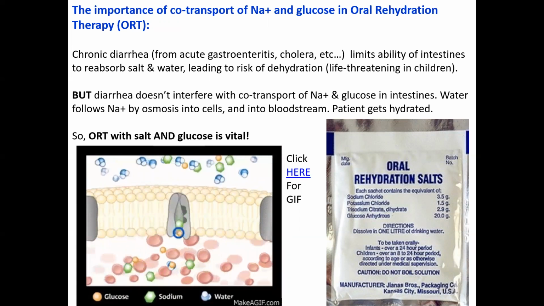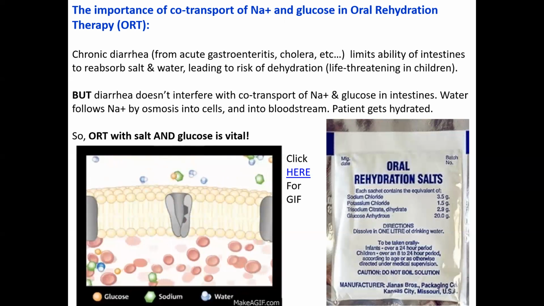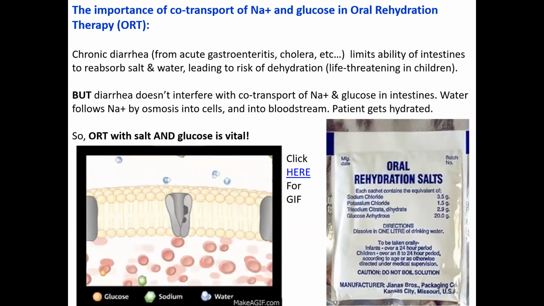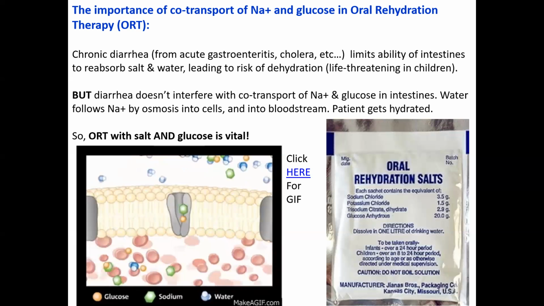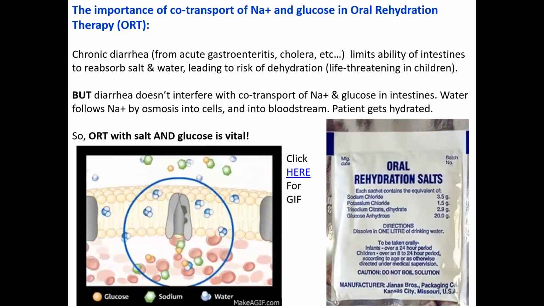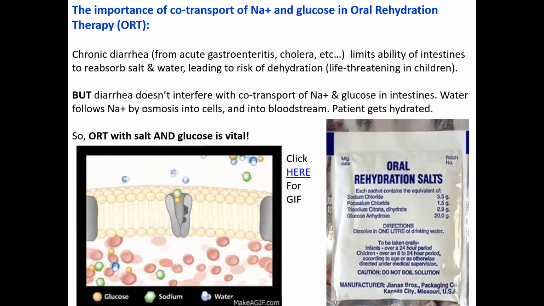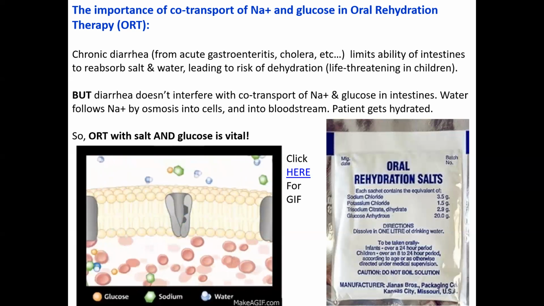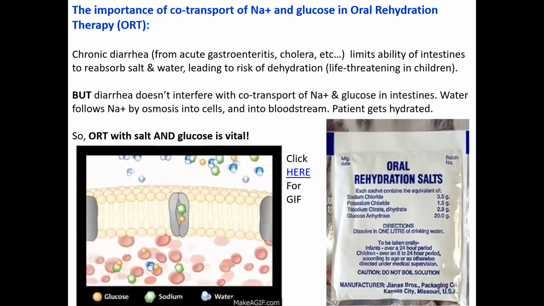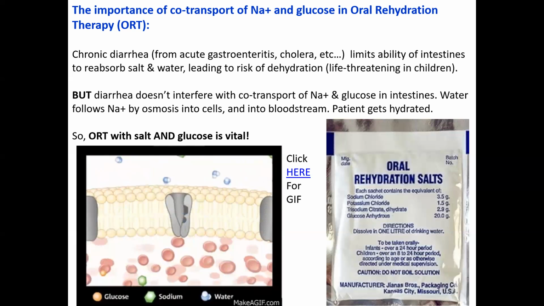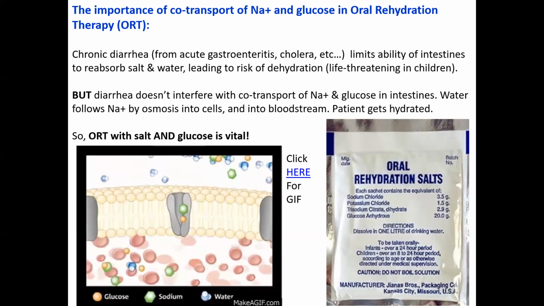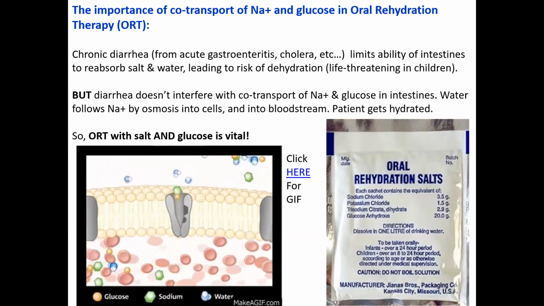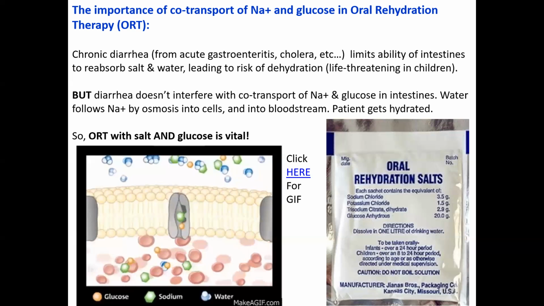So here's what's happening. Let's say someone, how could they be dehydrated if they weren't working out in the sun? If you have chronic diarrhea, you're going to be losing a lot of fluids, especially children. Chronic diarrhea in an infant, they're going to be dehydrated very, very fast. It limits the ability of the intestines to reabsorb salt and water, leading to the risk of dehydration. I said life-threatening in a child, it is. But chronic diarrhea doesn't interfere with the co-transport, symport, of sodium and glucose in your intestines.